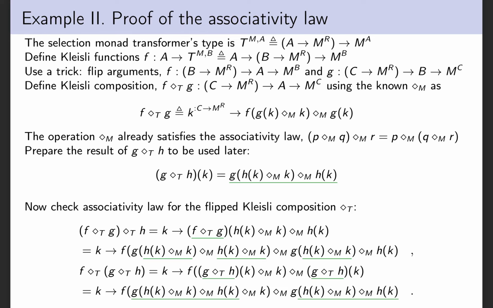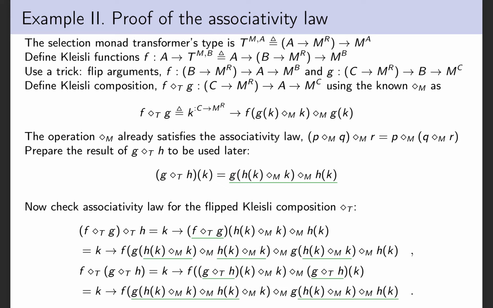Now this function looks like from one Kleisli to another. And that's the key. Because now you can use the Kleisli composition in the M monad with these things. So let's denote by the diamond. So diamond M is the Kleisli composition in the M monad, and diamond T in the T monad. So how do you define the diamond T? You define it using diamond M twice.